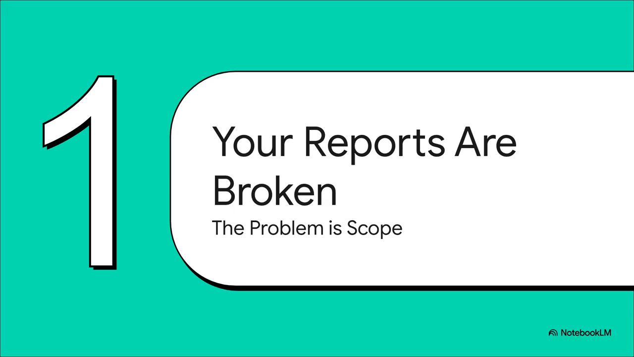So let's kick things off with a pretty surprising idea. When your Jira reports are a mess, they're slow, they're confusing, maybe the numbers just feel wrong. It's so easy to point the finger at Jira itself. But what if the problem isn't the tool at all? What if it's what you're asking the tool to do?